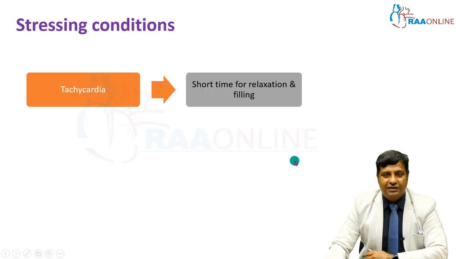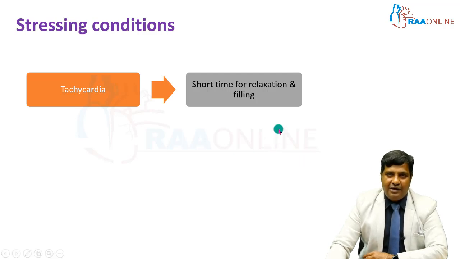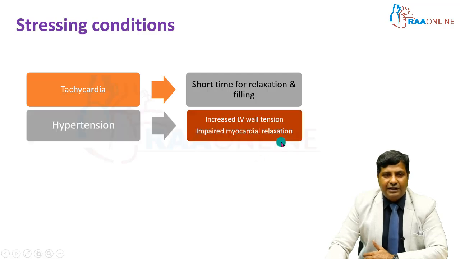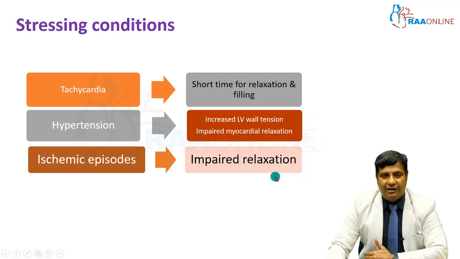The first and foremost is tachycardia, because whenever there is tachycardia, it preferentially encroaches on the diastolic period. As a result, the time available for relaxation is less and it is going to impact the filling, which is going to increase the left ventricular end diastolic pressure. The next one is hypertension. Both hypertension as well as hypotension are going to cause problems. In case of hypertension, it increases the LV wall tension and leads to impaired myocardial relaxation, pushing the patient into diastolic heart failure. Then ischemic episodes, which we have already seen.